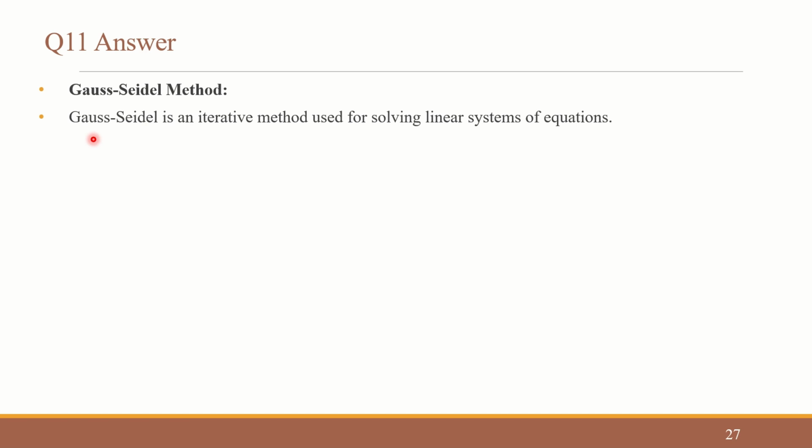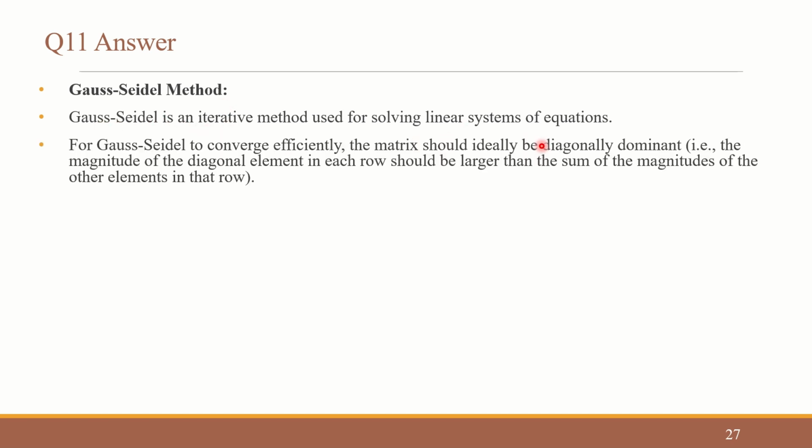So it requires the diagonal dominant condition to be met. Gauss-Seidel is an iterative method used for solving linear system of equations. For Gauss-Seidel to converge efficiently, the matrix should ideally be diagonally dominant. That is, the magnitude of the diagonal element in each row should be larger than the sum of the magnitudes of the other off-diagonal elements in that row. Only then will Gauss-Seidel lead to a converged solution.